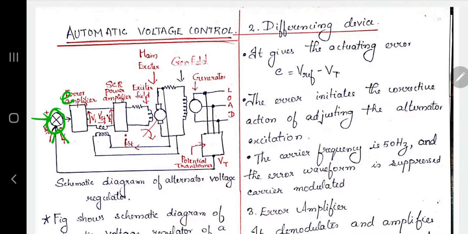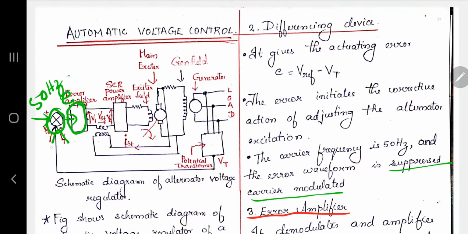Now, the carrier signal is actually 50 Hz, so it should be properly modulated. It is suppressed carrier modulated. The error signal is suppressed carrier modulated. So, the next one, the third component, is the error amplifier. What is the peculiarity of an error amplifier?